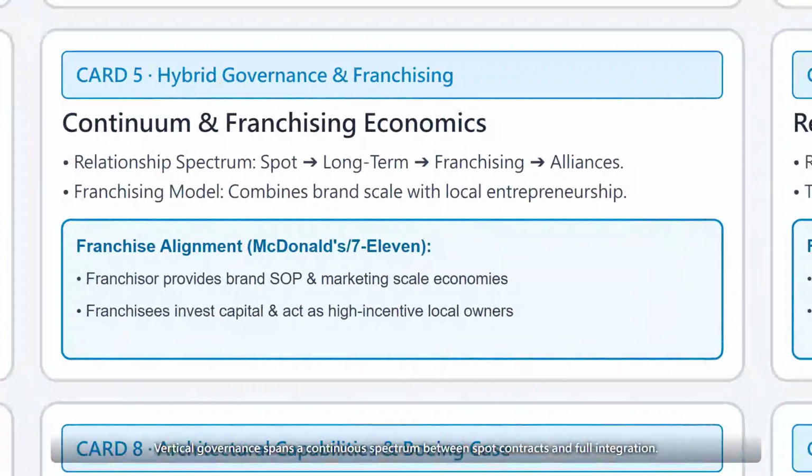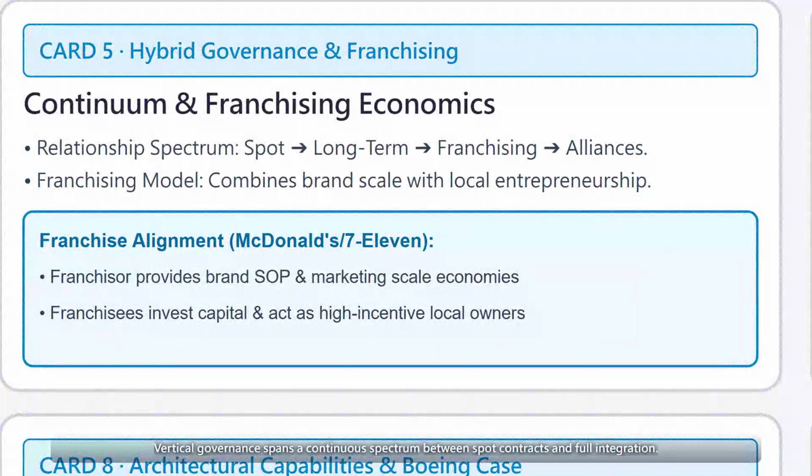Vertical governance spans a continuous spectrum between spot contracts and full integration. Long-term contracts, supplier partnerships, and franchising offer powerful hybrid solutions. Franchising economics, seen at McDonald's and 7-Eleven, solves the principal agent problem in retail. Instead of employing salaried store managers who face low-powered incentives, franchisors partner with franchisee owners who invest their own capital. Franchisors provide brand and system scale economies, while franchisees supply intense local entrepreneurial effort and cost control.